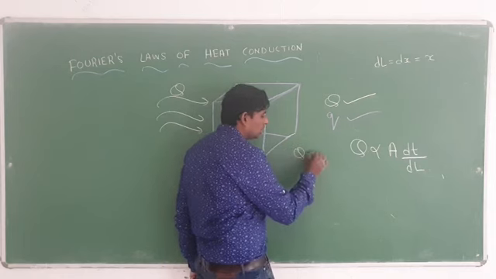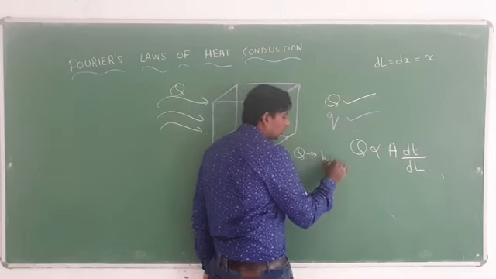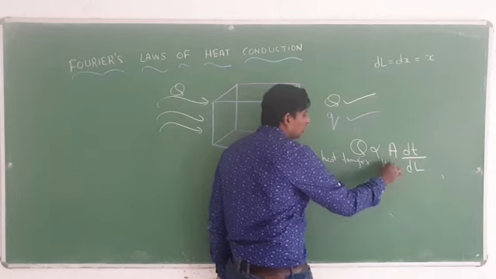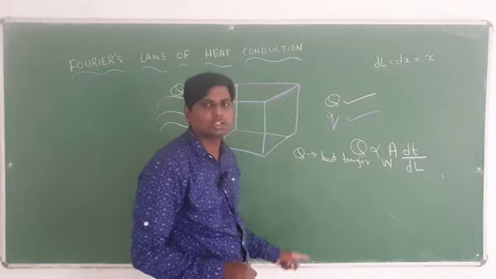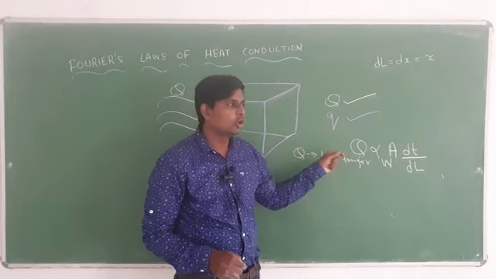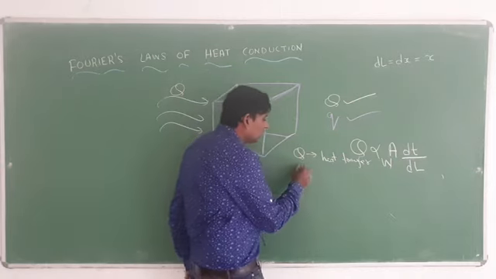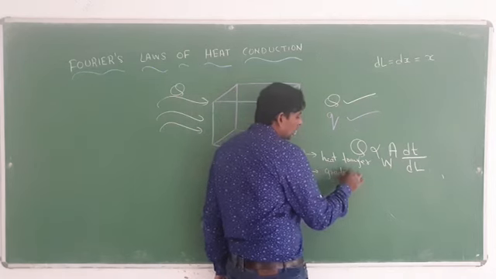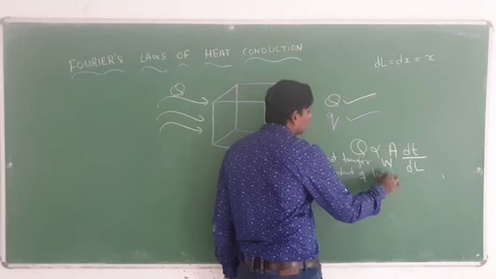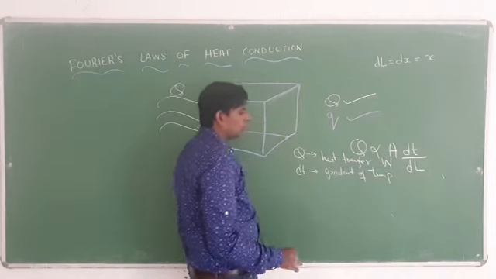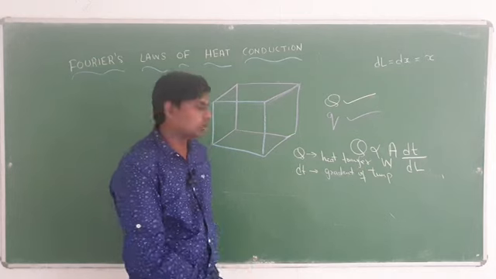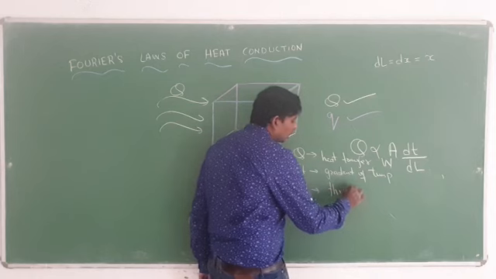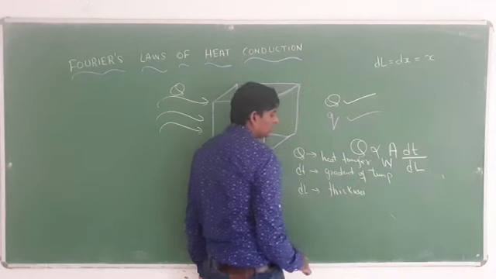Q stands for heat transfer. So I will write here heat transfer. The unit is watt. Next one is dT. dT stands for gradient of temperature. And dL stands for thickness.